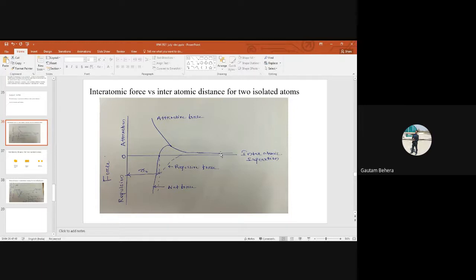So initially there will be an attractive force acting, a strong attractive force dominating. That's why the curve is moving like this. After some distance, what happens? A negative force, this is actually the repulsive force. This repulsive force will start acting. This curve is showing the repulsive force, but this curve is showing you the net force acting on the two atoms.